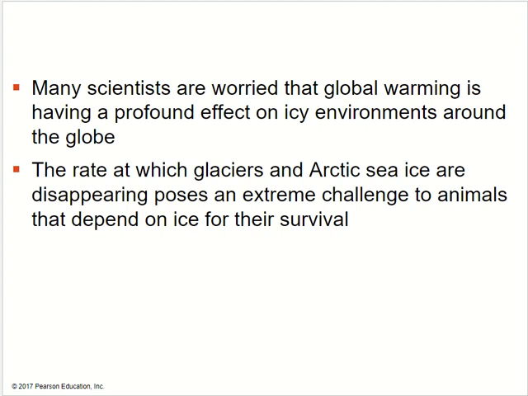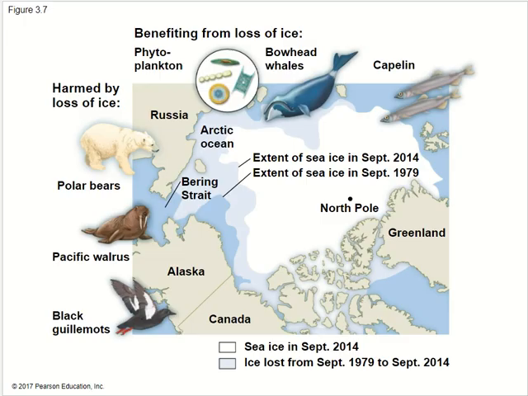Many scientists are worried that global warming is having a profound change on icy environments around the globe. The rate at which glaciers and Arctic sea ice are disappearing poses an extreme challenge to animals that depend on ice for their survival, as well as the potential of causing the coast to actually be more inland for multiple countries that have coastal surfaces, versus those animals that live on glaciers or snowy beds. Their land mass is decreasing.